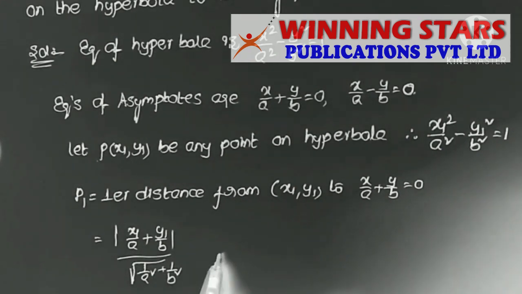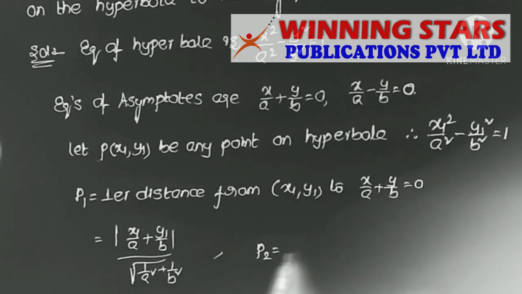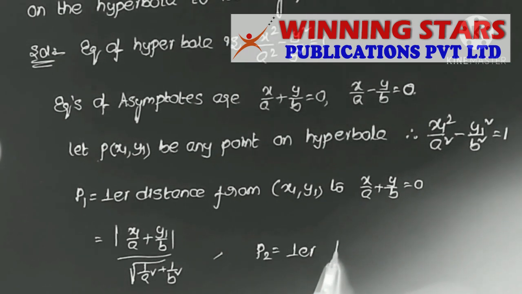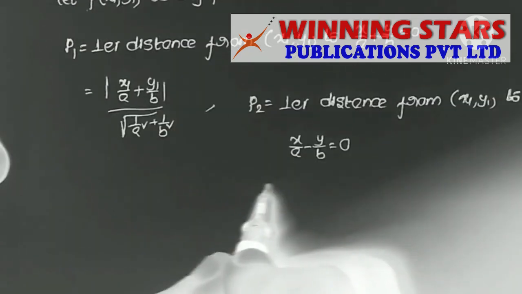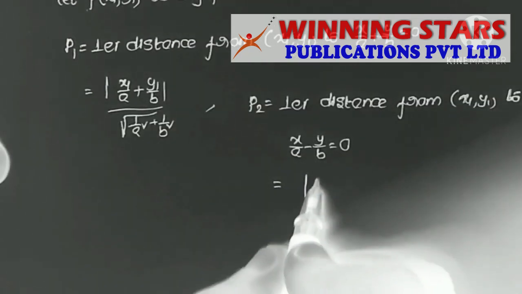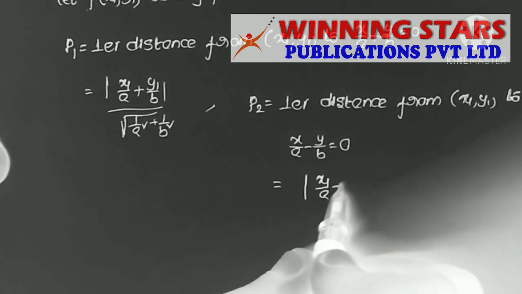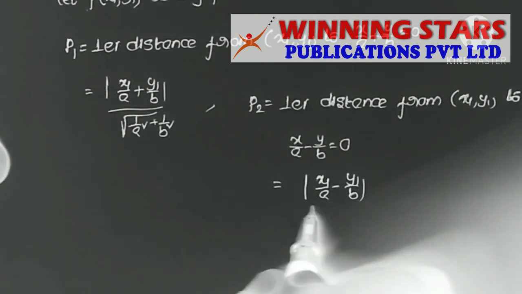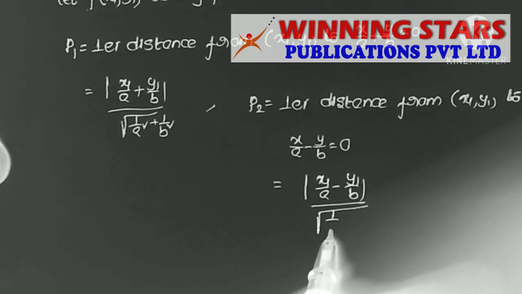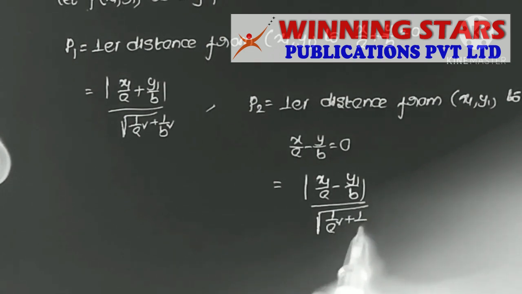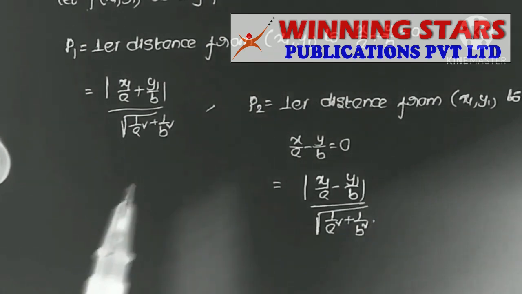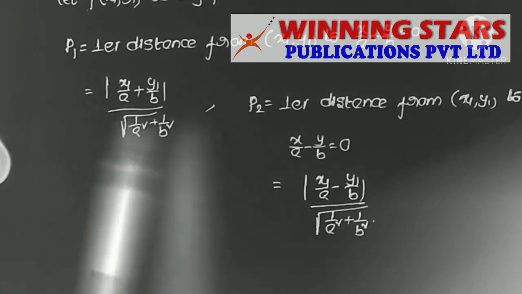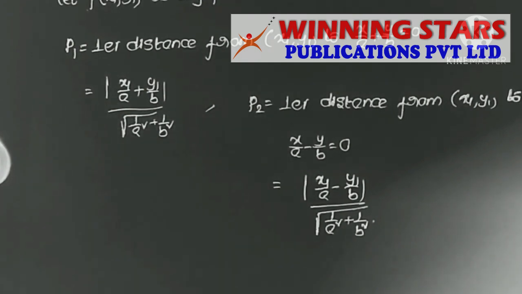Next, finding the value of P2. P2 is equal to the perpendicular distance from (x1, y1) to the second equation, and this is equal to modulus of x1 by a minus y1 by b, divided by square root of 1 by a square plus 1 by b square. Now what we want is the product of the perpendicular distances, that is P1 into P2. Now we are taking the product of these two values.